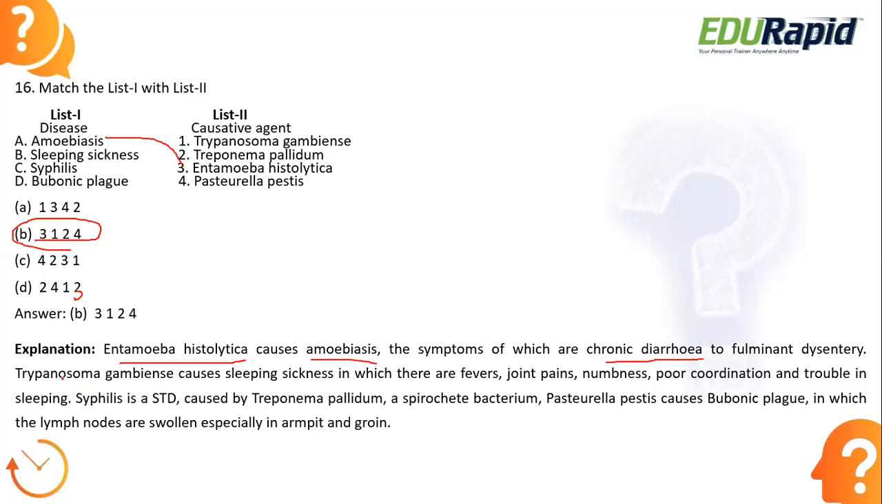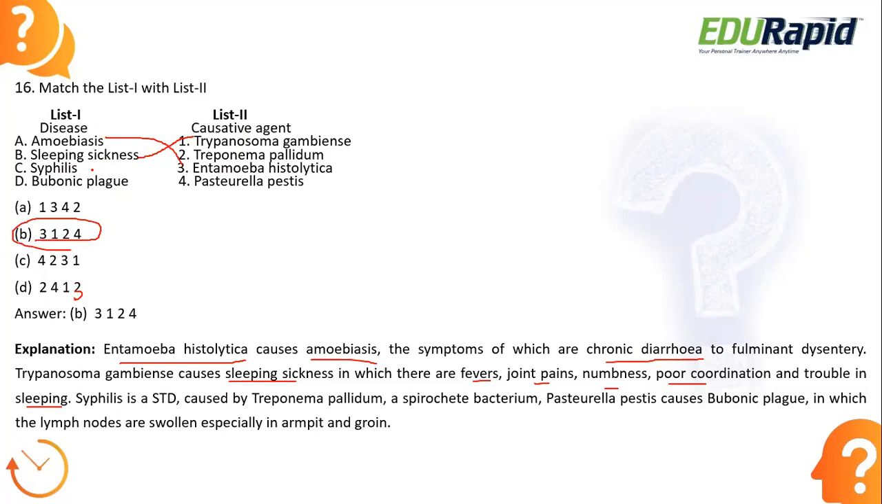The next one is sleeping sickness. It is caused by Trypanosoma gambiensis. Usually when an individual has sleeping sickness, the symptoms associated with the disease are fever, joint pains, numbness, poor coordination, as well as trouble in sleeping. They cannot even sleep regularly at a normal interval of time. It is caused by Trypanosoma gambiensis.